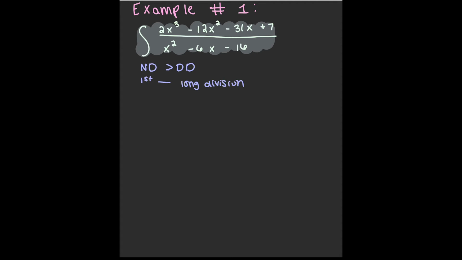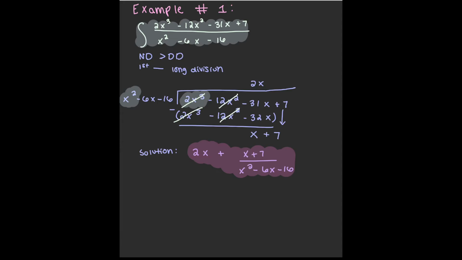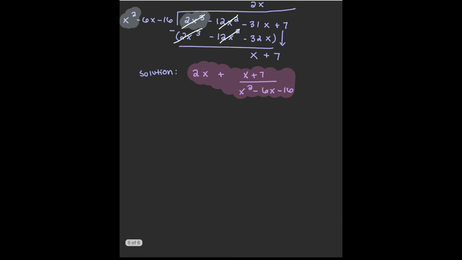So I'm going to do that really quickly. I have written out my little fraction here. We're going to need to multiply x squared by 2x, which will go right above this negative 31x. And we're going to start multiplying each of these terms by that 2x. Alright, now we can start subtracting. Okay, so here's our solution to the long division. We are going to now continue on with this problem.